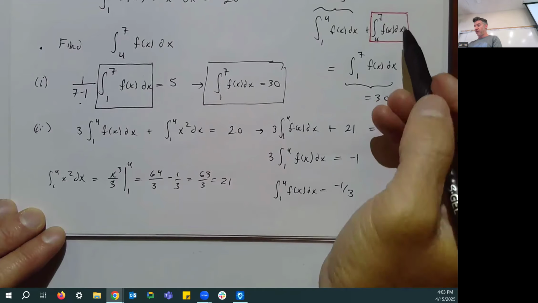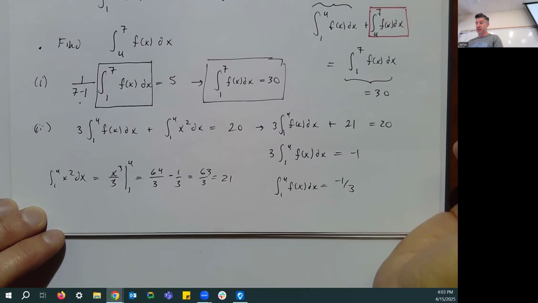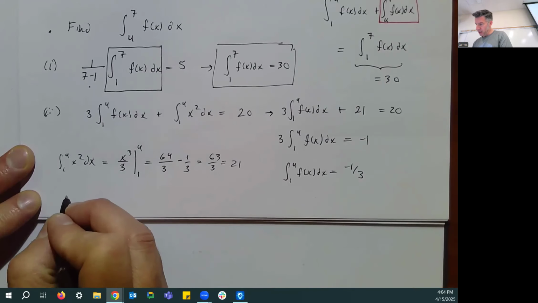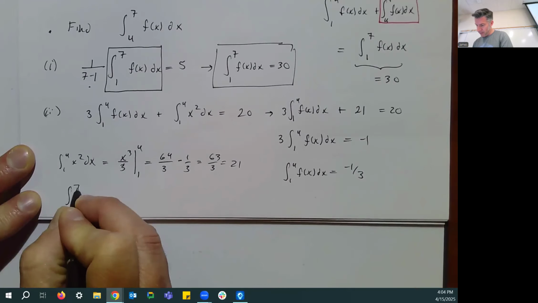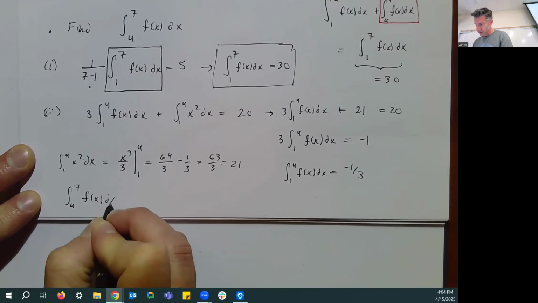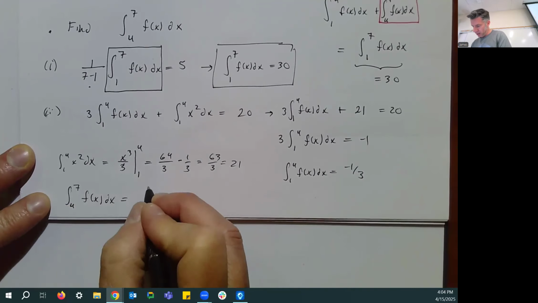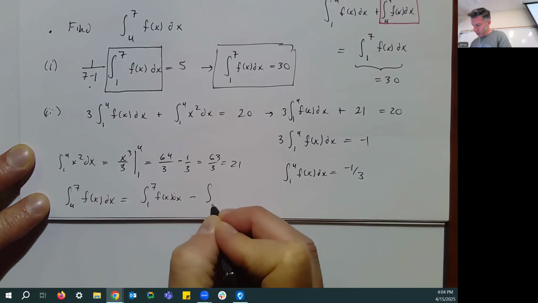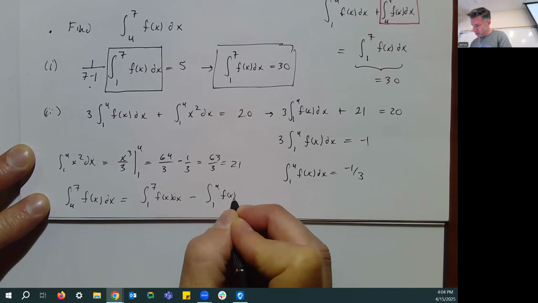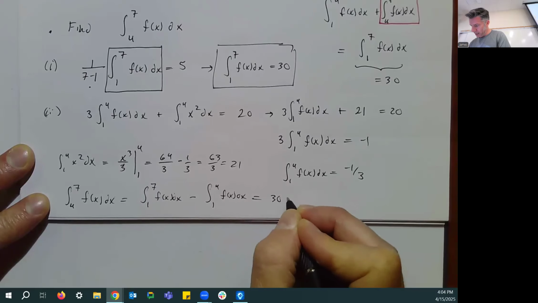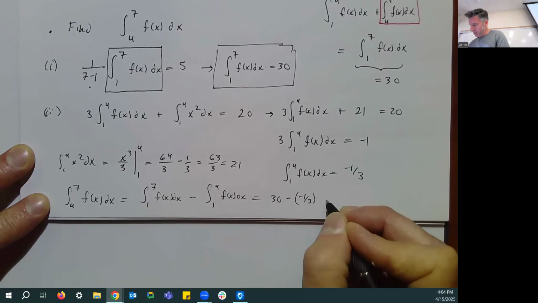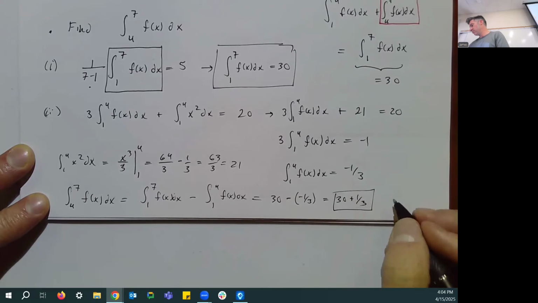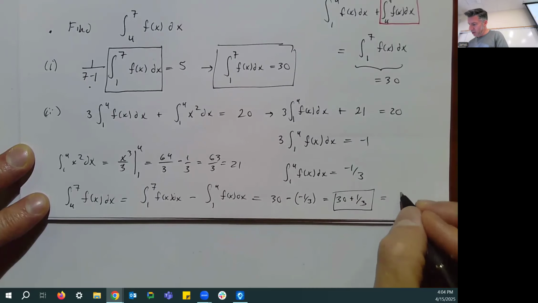And then to solve for the red part, I'm just going to add 1/3 to both sides. So we can say, I'm kind of out of room here, but okay, that the integral from 4 to 7 of f of x dx, what we were asked to find, is equal to the integral from 1 to 7 minus the integral from 1 to 4, which is equal to 30 minus -1/3, which is 30 plus 1/3. Or if you like improper fractions, it's 91/3.